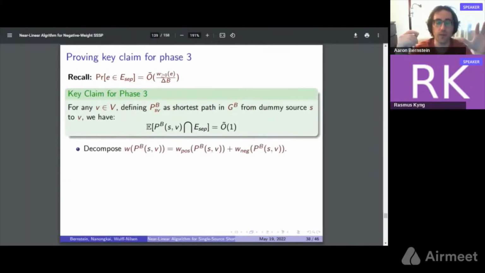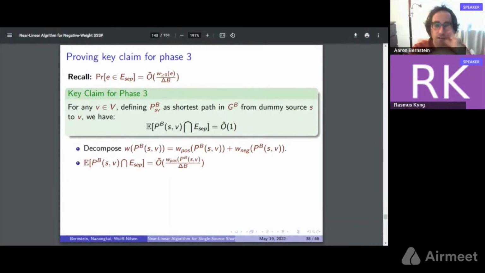So we have our graph, we have our path from S to V. And note that the probability that an edge is a separator edge depends on the weight of that edge divided by delta B. But we ignore negative edges. There's no way they're separator edges. So in total, the number of separator edges is going to be proportional to the positive part of the path. If you break the path up into negative edges and positive edges, all of those positive edges have a chance to become separator edges. So effectively, we want to bound the total length of all the positive edges. So we're going to decompose into positive and negative, and we want to bound the positive weight.